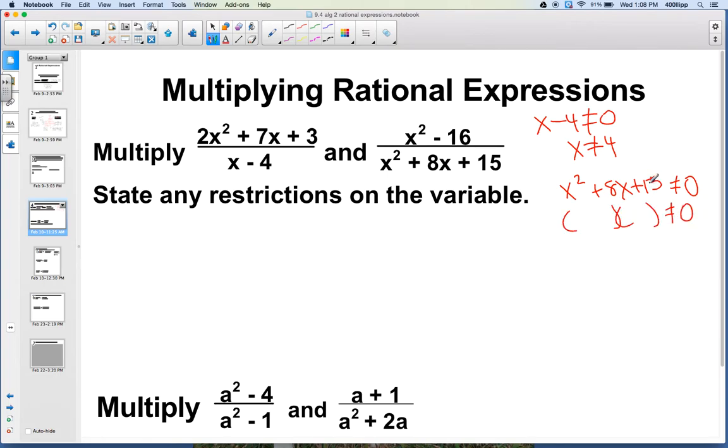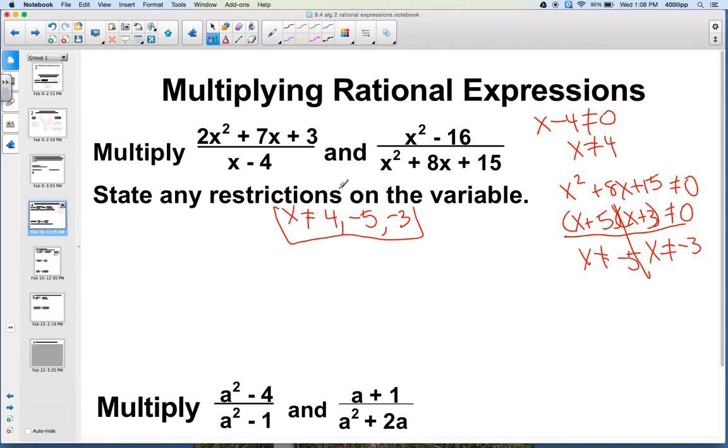We say 5 times 3 is 15, and 5 plus 3 is 8. So we have x plus 5 and x plus 3. We make our t-chart. Sorry, a little messy, but we're probably used to that by now. x cannot be negative 5 and x cannot be negative 3. So we have 3 restrictions. Our restrictions are x cannot be 4, negative 5, and negative 3, in any order you want to write those.